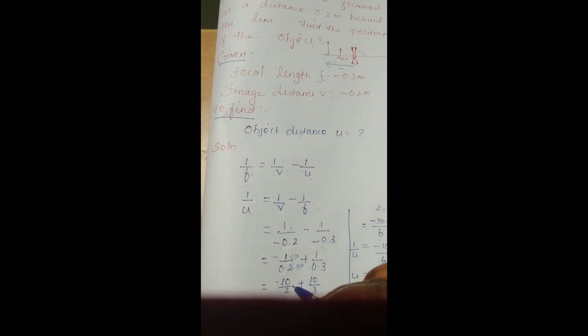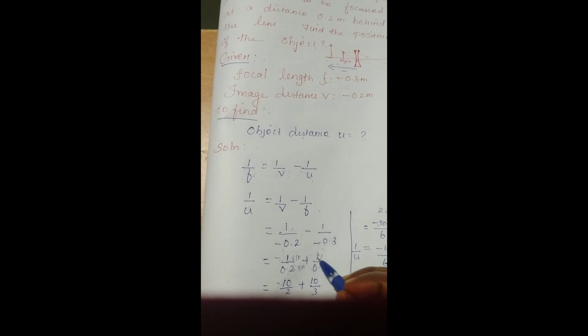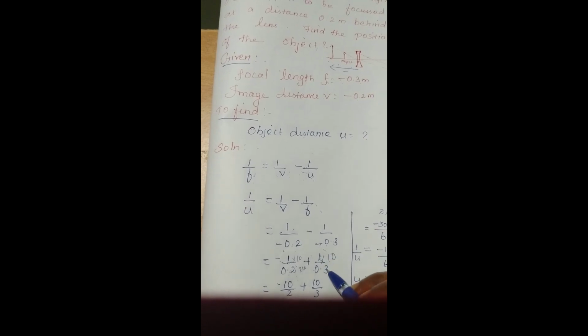These two are decimal numbers, isn't it? So we cannot take the LCM directly. You have to make them whole numbers. How to make them whole numbers? You all know, multiply and divide by 10. So if we multiply and divide by 10, what do we get? Here minus 10 by 2, and here plus 10 by, 0.3 into 10 will become 3.